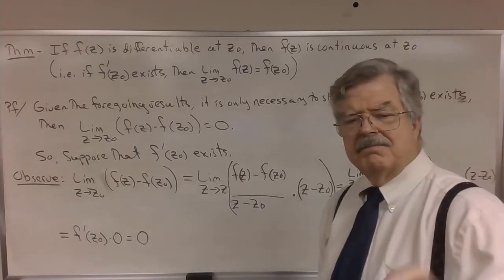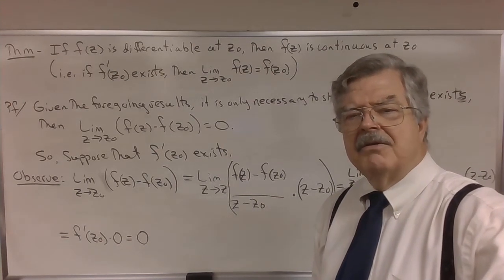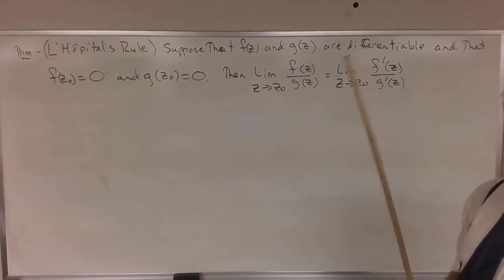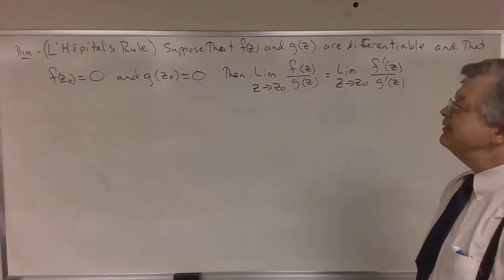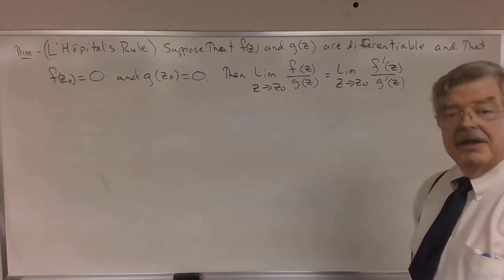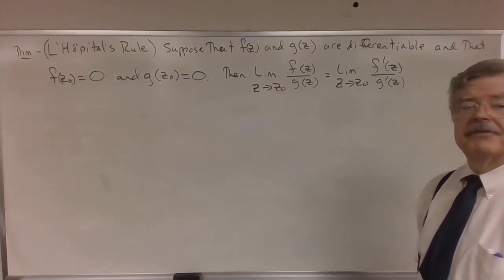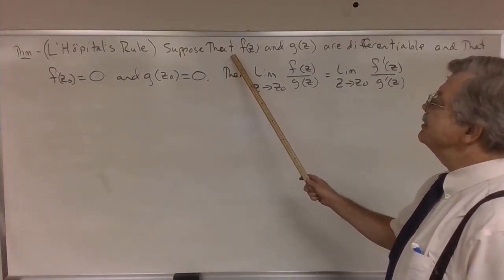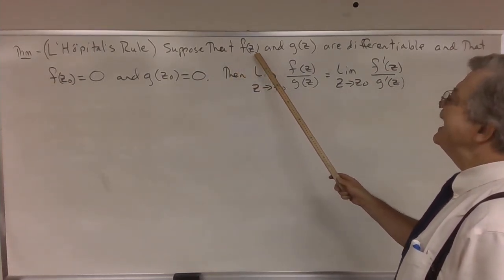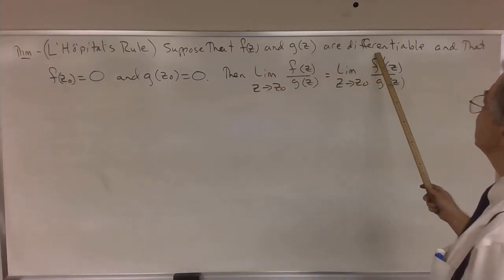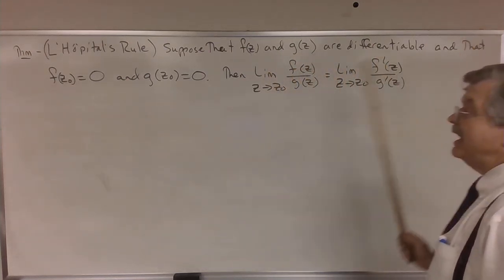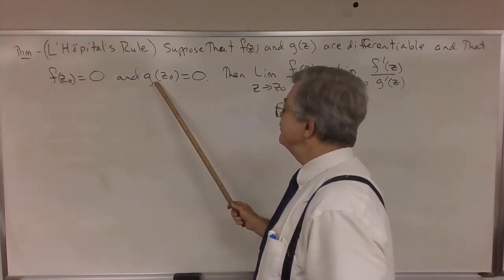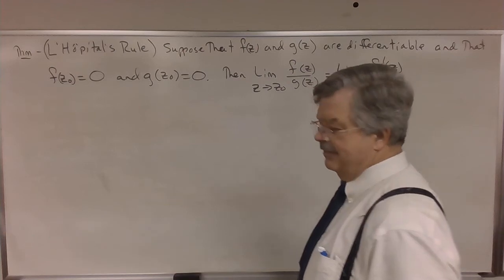Now I do want to do an example or two, but before I do, I need to do L'Hopital's rule, which holds for complex valued functions. And here's the statement of the theorem. Suppose that f of z and g of z are differentiable, and that f evaluated at z0 and g evaluated at z0 are 0.